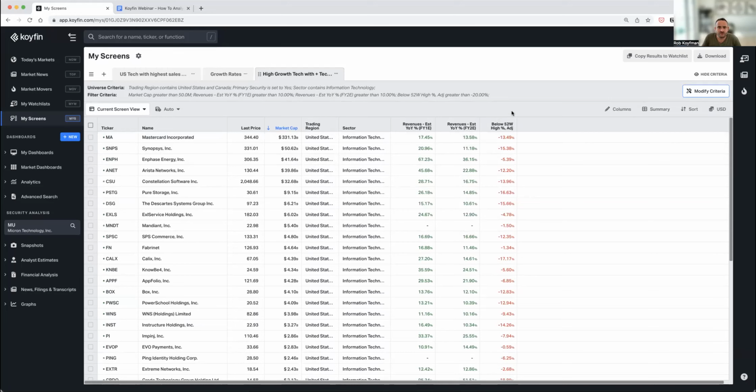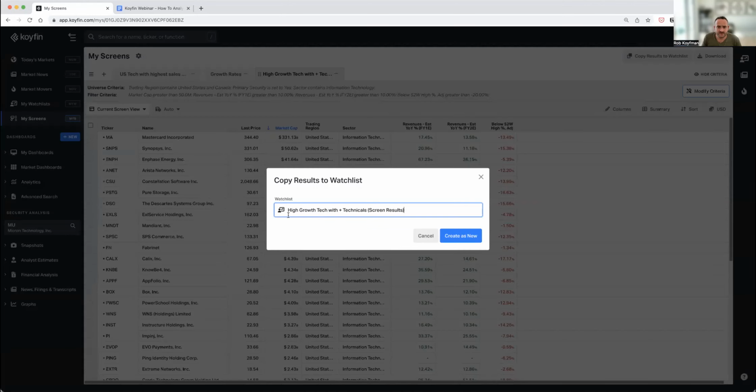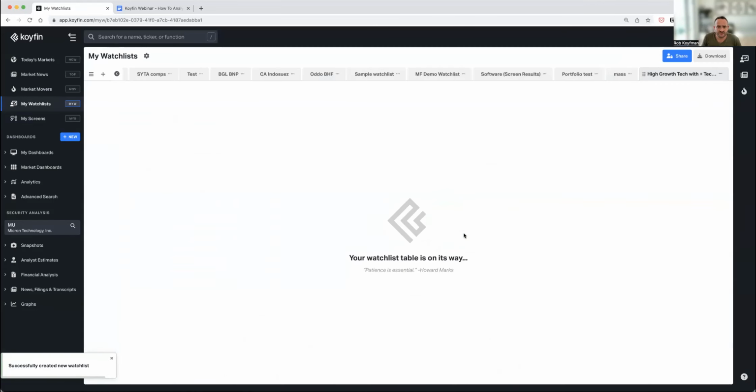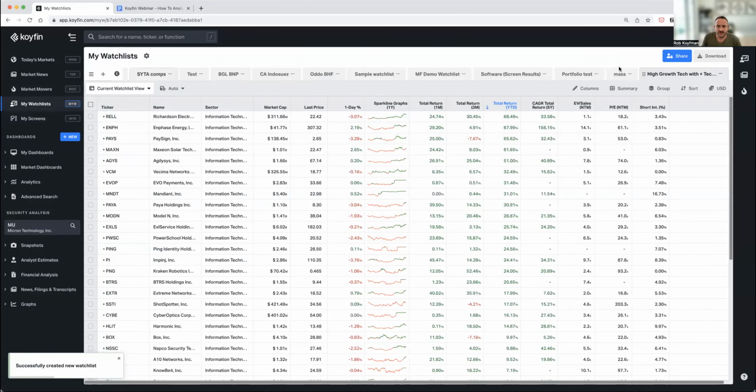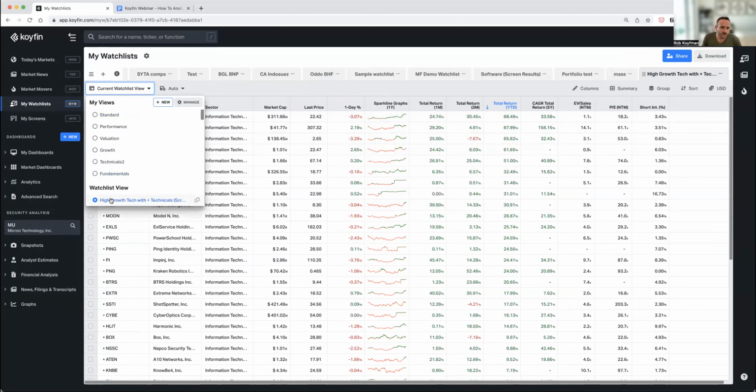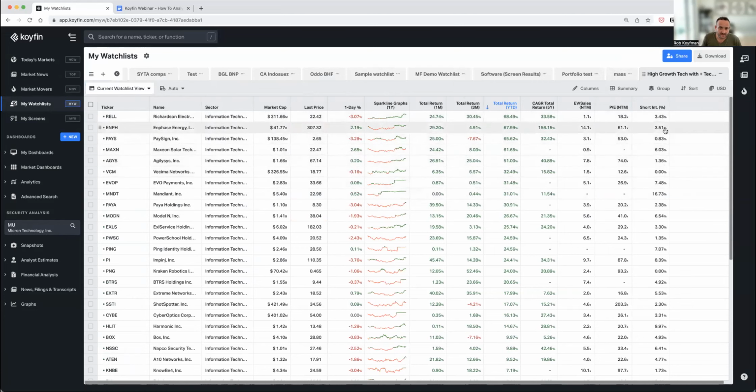The other thing that I can do is export this list to a watch list. The way I would do that is copy results to watch list. I have it here. I'm going to create this watch list. Boom. And so now, as one of my watch lists, I have high growth tech with positive technicals. When I created this watch list, the default view, which is the watch list view here, got set in terms of these columns.